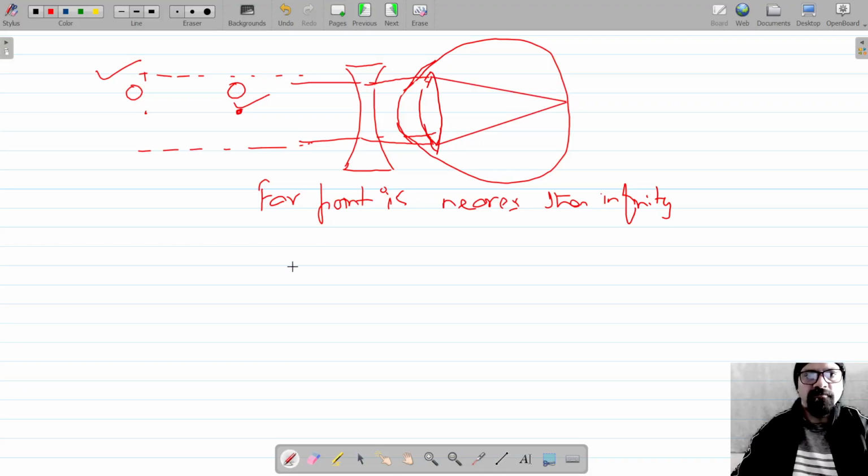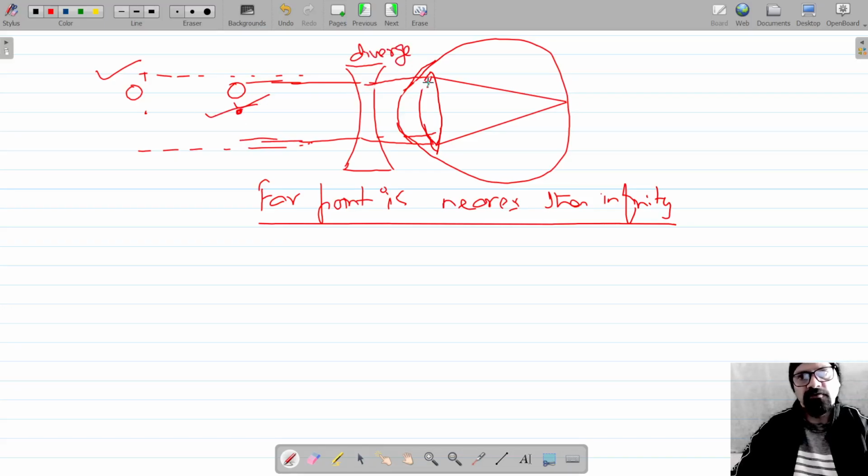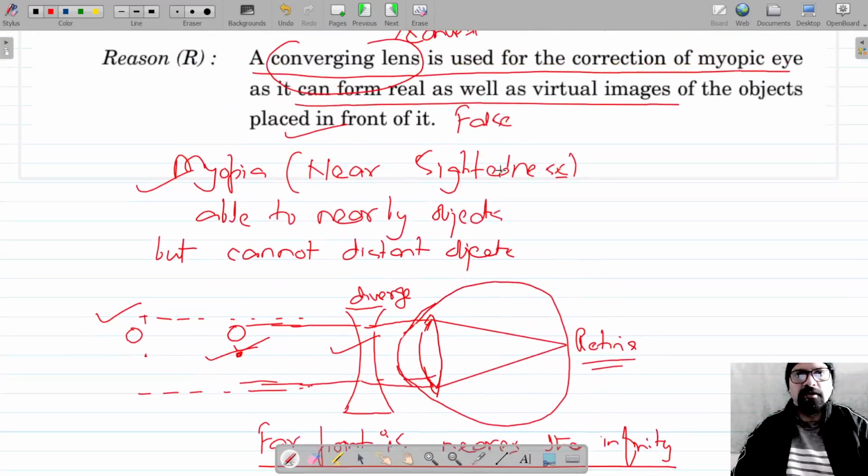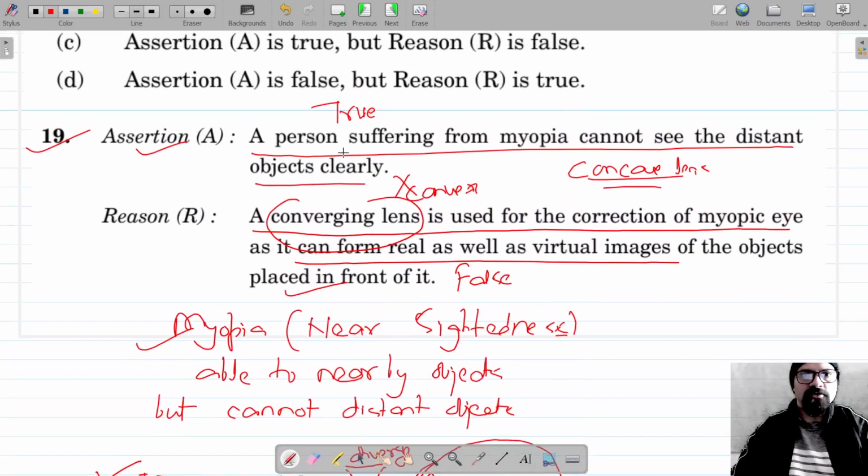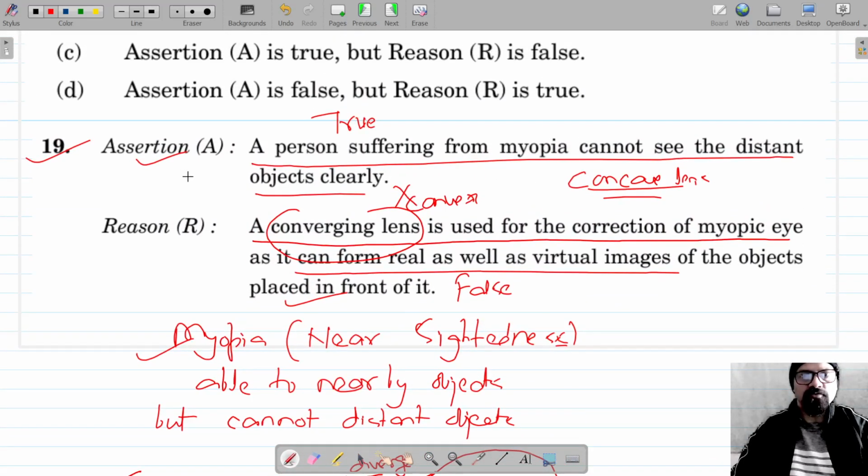So the far point is nearer than infinity, and the rays from the far point that is nearer than infinity are made to diverge. So we use a diverging lens, which is the concave lens, to make them fall on the retina, forming a real and inverted image. So our option here is: assertion is true and reason R is false. So C is the correct option for question number 19.